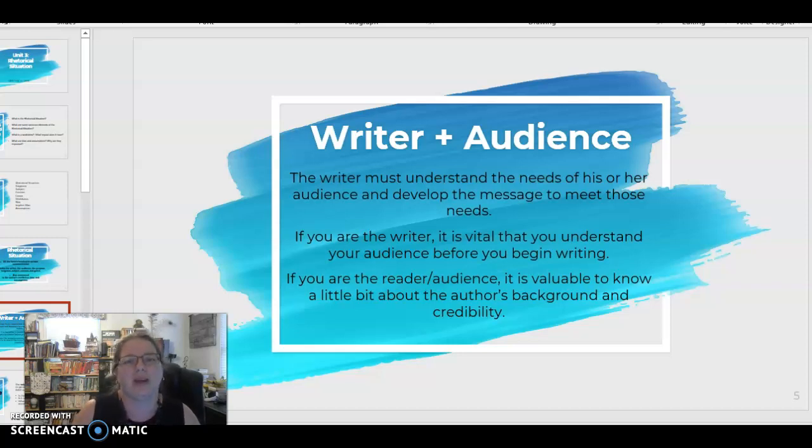The person who's doing the writing obviously has an important role in what is being written, but so does the audience. We don't necessarily think of that, but the writer really needs to know who his or her audience is in order to be able to meet their needs. It's important, if you are the writer, if you're writing an essay, you need to know who's going to be reading it. Should you use formal or informal language?